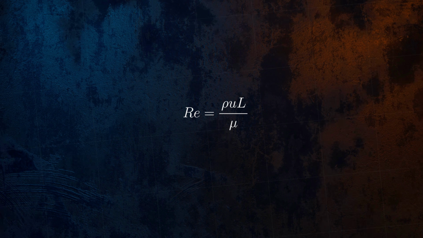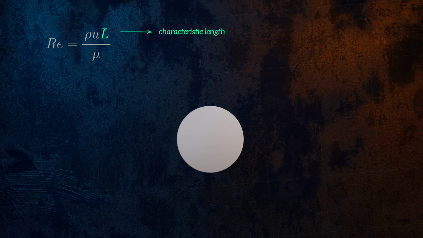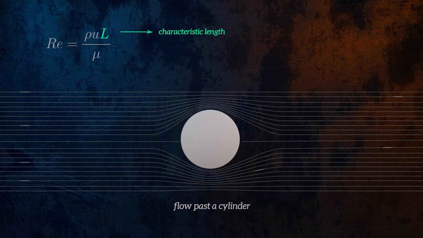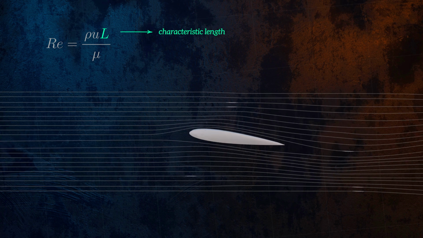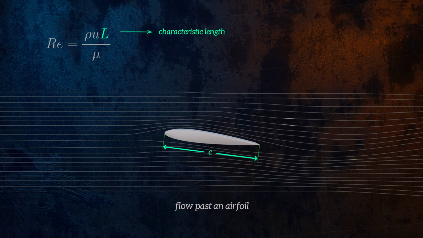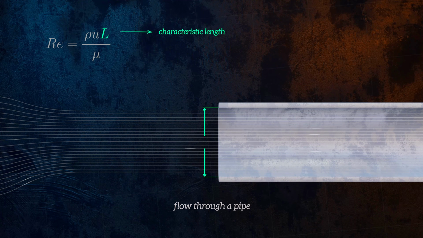The characteristic length L will depend on the type of flow we are analyzing. For flow past a cylinder, it will be the cylinder diameter. For flow past an airfoil, it will be the chord length. And for flow through a pipe, it will be the pipe diameter.